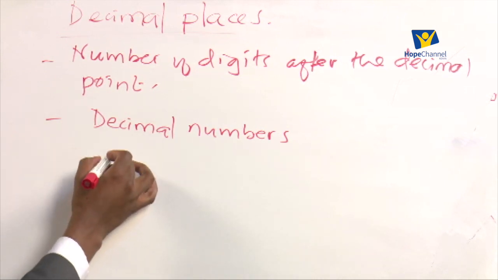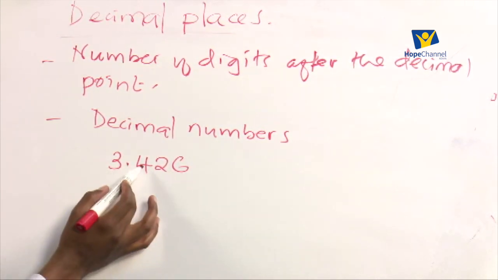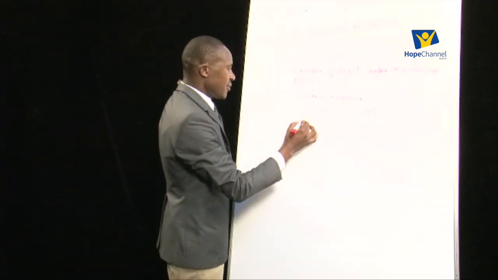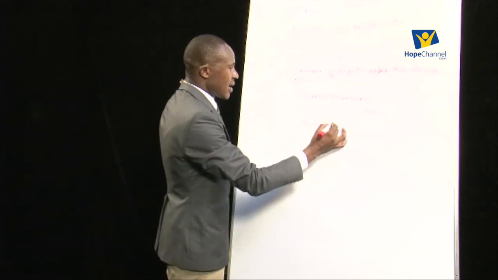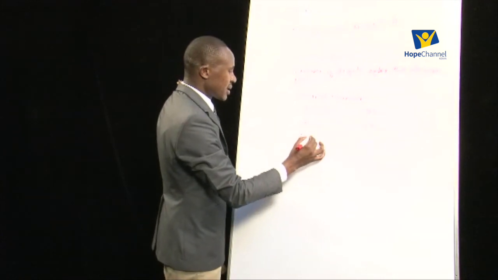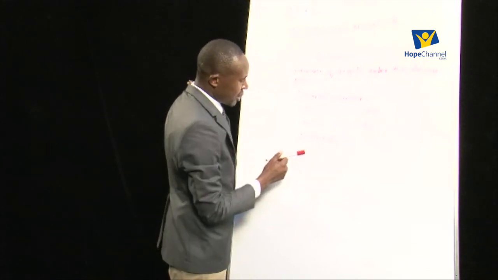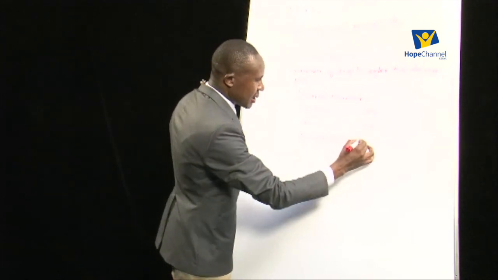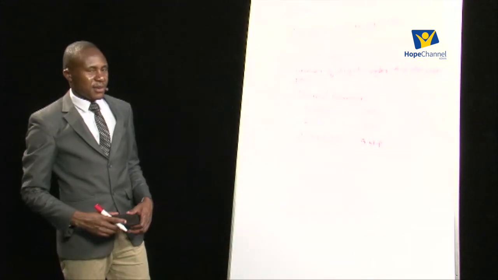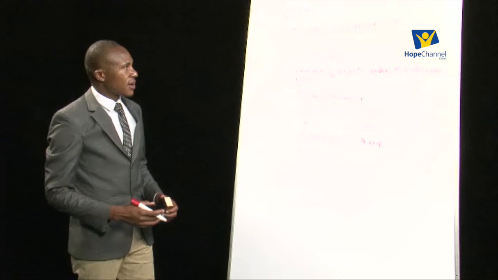For example, if we have 3.426, after the decimal point we have 1, 2, 3, then we say that number is to 3 decimal places. If we have a number, say 2.1, after the decimal point we have only 1 digit, so it is written to 1 decimal place. If we have 0.00047, after the decimal point we have 1, 2, 3, 4, 5, it is written to 5 decimal places. So decimal places is quite different from significant figures. At the same time, it is quite different from the standard form that we have just talked about.